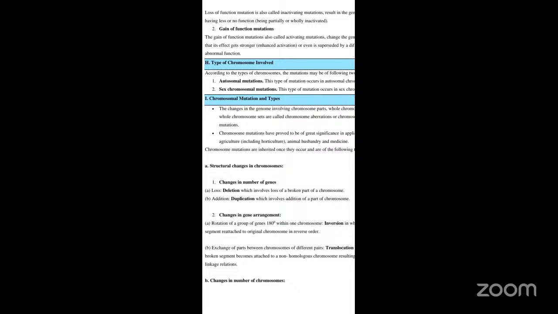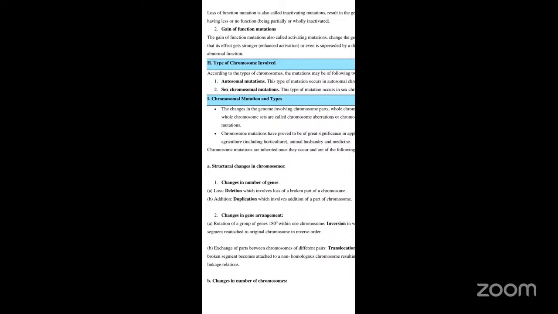Then another mutation is inversion. Inversion is one in which the broken segment is reattached to the original chromosome in the reverse order. Then you say it is inversion. So like this, you get different types of changes in the gene arrangement. Changes in the gene arrangement are of two types. One is called rotation and the other one is called inversion.